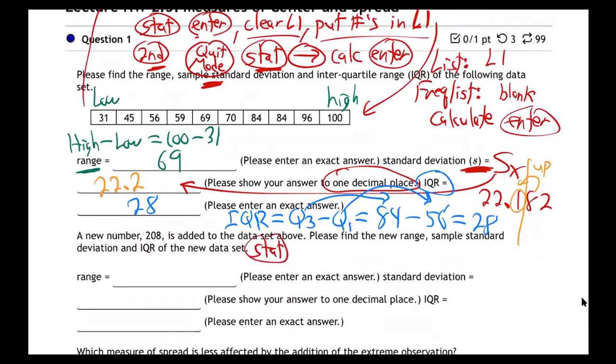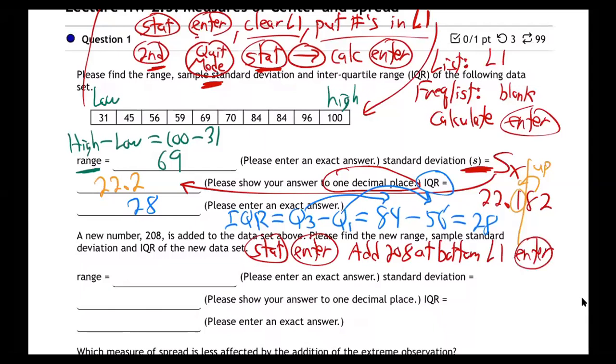Just hit stat, hit enter for the edit menu, add the 208 at the bottom of L1, hit enter, right? And then second, quit. Quit that, go back into stat mode again, go over to calculate and hit enter. So just recalculate having added that one more number. We're just going to add a 208 and then just do the same calculation again. You probably figured that out.